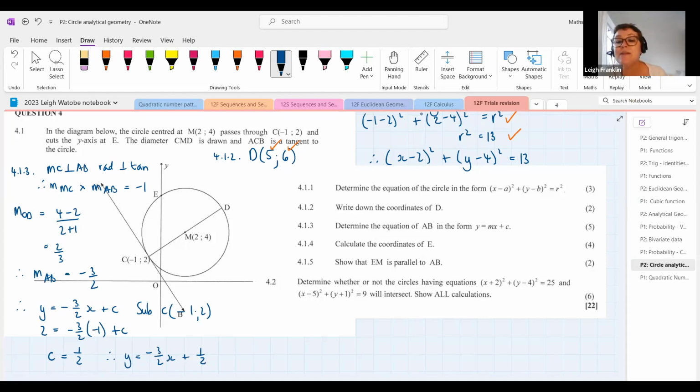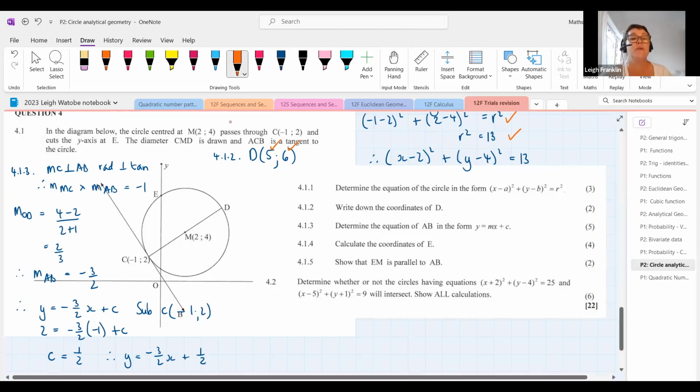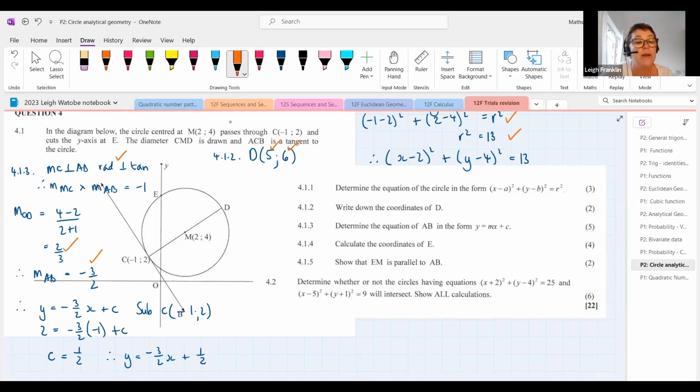All right, so you can see that's out of 5 marks. Okay, so that's 5 easy marks for you guys. That's something that you should be able to do without too much difficulty. What's important here, okay, is knowing that the radius is perpendicular to the tangent, working out what our new gradient is, what our old gradient is, subbing in and getting the equation of the line. Okay.